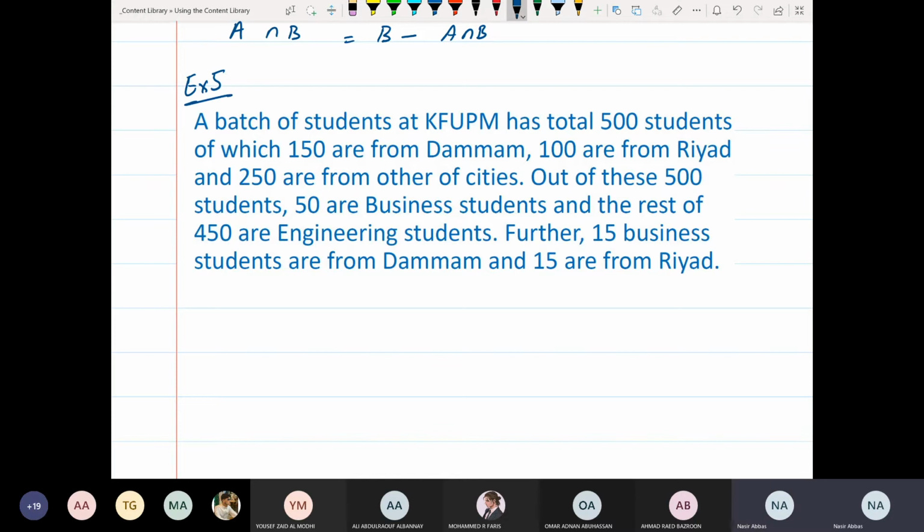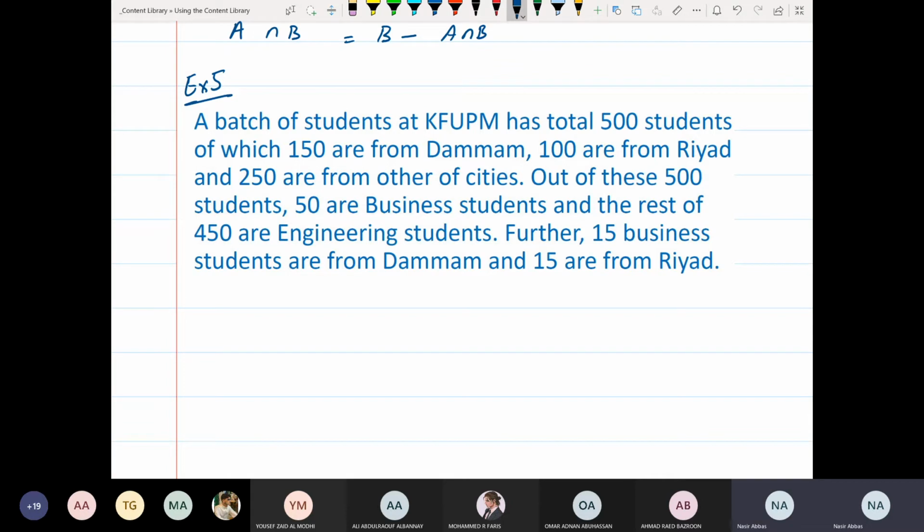In this example 5, it says that I have a batch of students at KFUPM, and this batch has a total of 500 students, out of which 150 are from Dammam, 100 are from Riyadh, and 250 are from other cities. So in one way, I'm categorizing my space with respect to the area from where the student comes: either from Dammam, or from Riyadh, or from other cities.